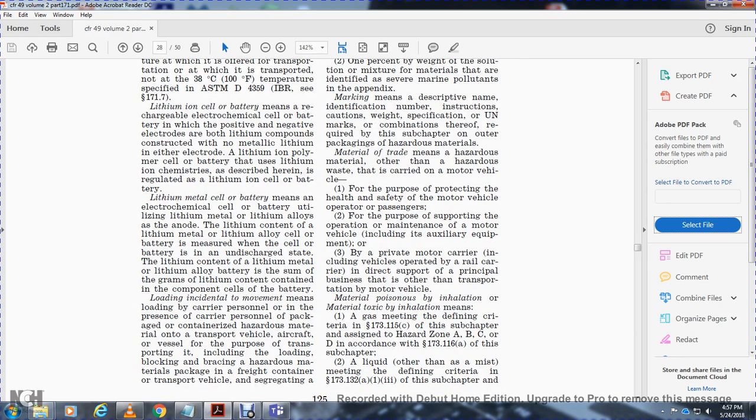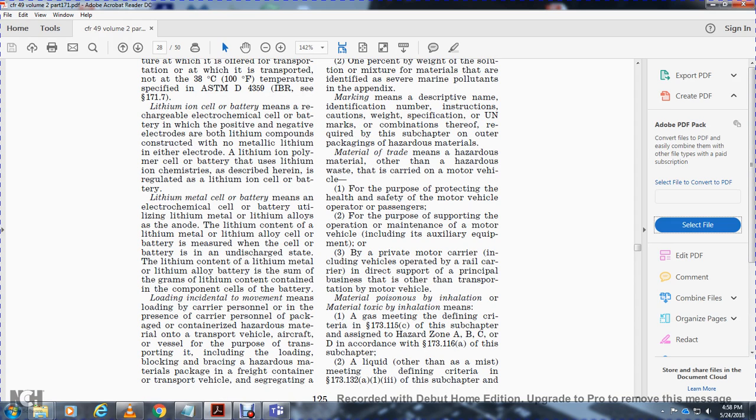Lithium metal cell or battery means an electrochemical cell or battery utilizing lithium metal or lithium alloys as the anode, with lithium content measured in the undischarged state. Lithium content for batteries is the sum of the grams of lithium content contained in the component cells of the battery.